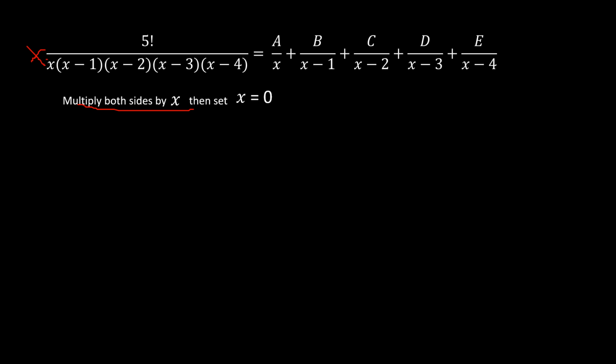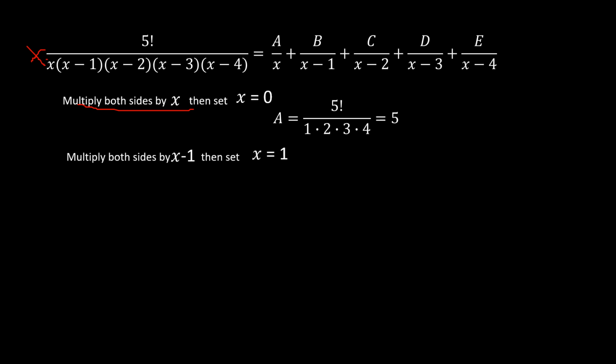And then since we are substituting 0 for x, you have the product of 1 times negative 1 times negative 2 times negative 3 times negative 4, and in the numerator we have 5 factorial. So a is the same as 5 factorial over 1 times 2 times 3 times 4, which is the same as 5.